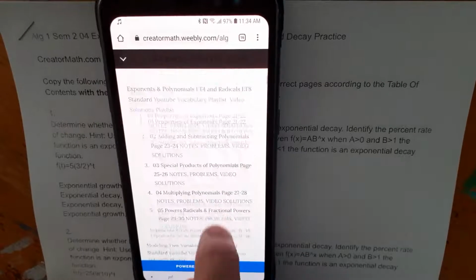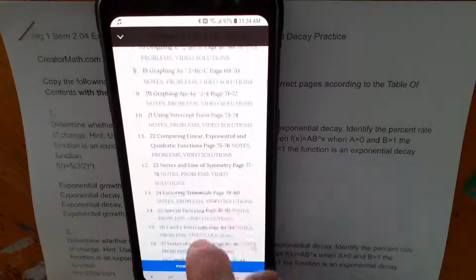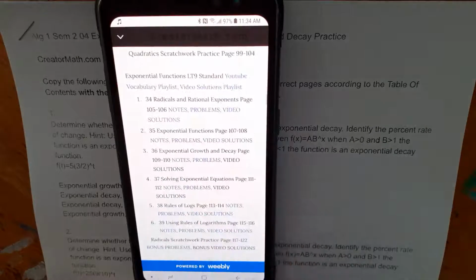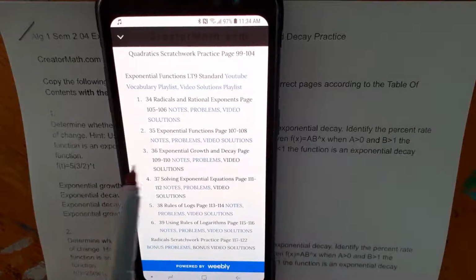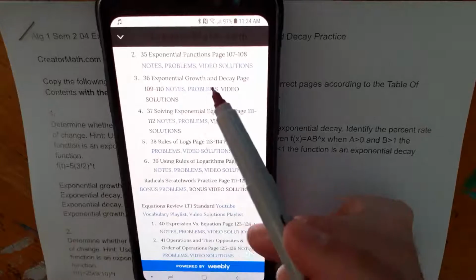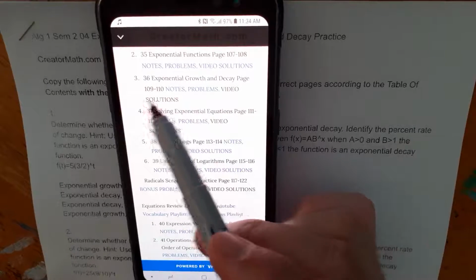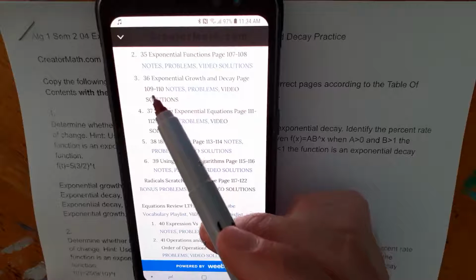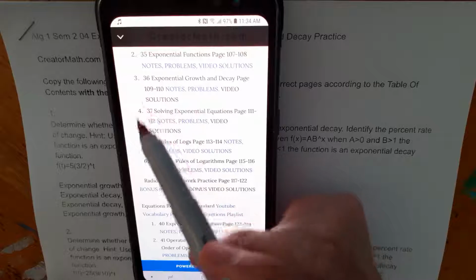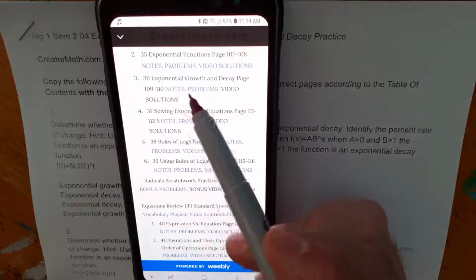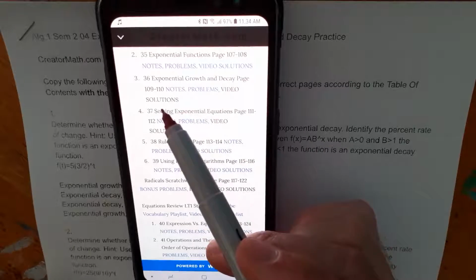So next we're going to find the unit we're in. So here it is, exponential functions. Then the lesson we're in, which is number 3 in this case, exponential growth and decay page. Here are the page numbers where these notes go. Please don't take this video's word for it, but go look at the original table of contents on the website at the time you're viewing this. These page numbers probably will have changed. Here's the notes, the problem set, and the video solution will be linked right here when it's done.